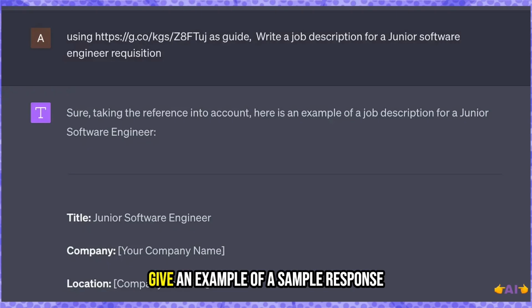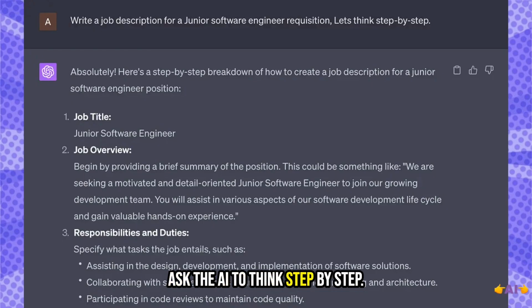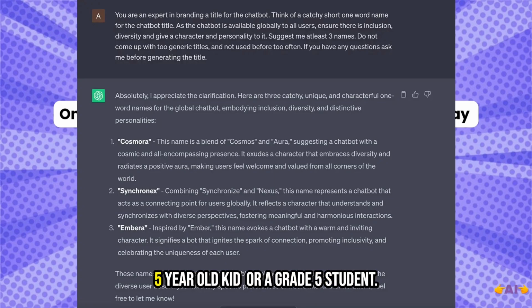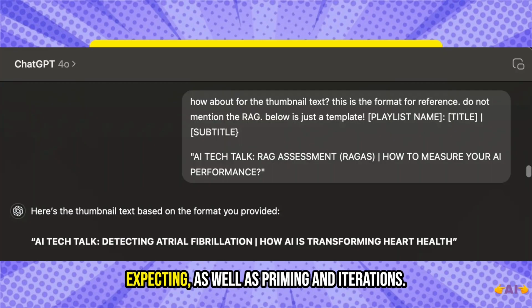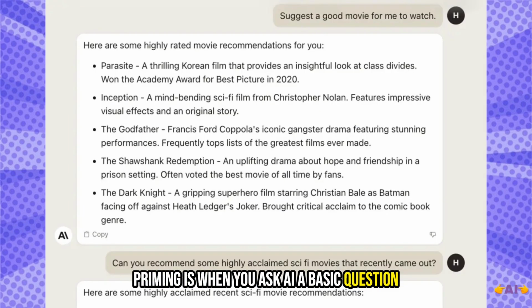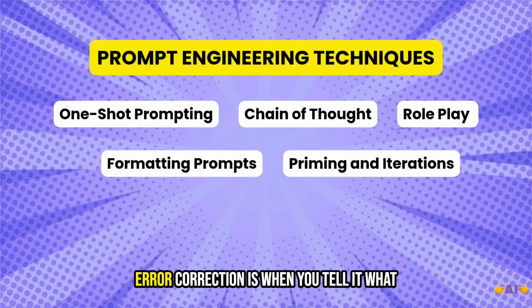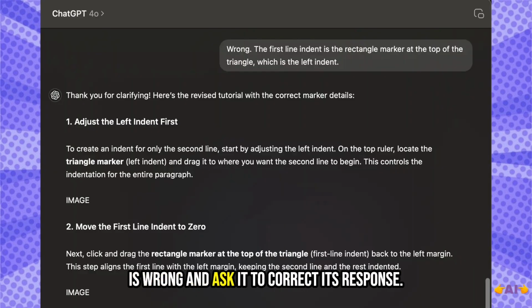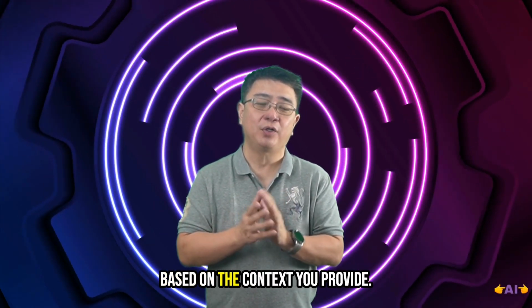One-shot prompting, where you give an example of a sample response so that the AI has an idea how to reply. A chain of thought, where you ask the AI to think step by step. Role-playing, when you say talk to a 5-year-old kid or a grade 5 student. Other options are formatting prompts, where you give it the format of the response you're expecting, as well as priming and iterations. Priming is when you ask the AI a basic question where you already know the answer, and then you iterate with follow-up questions. Error correction is when you tell it what is wrong and ask it to correct its response.